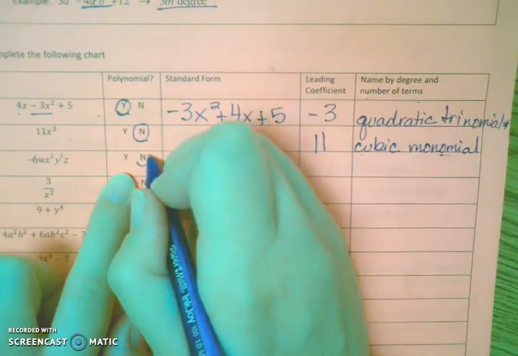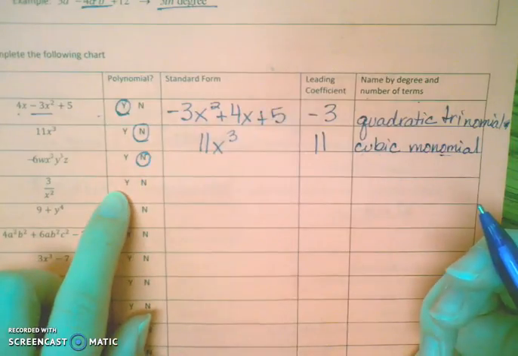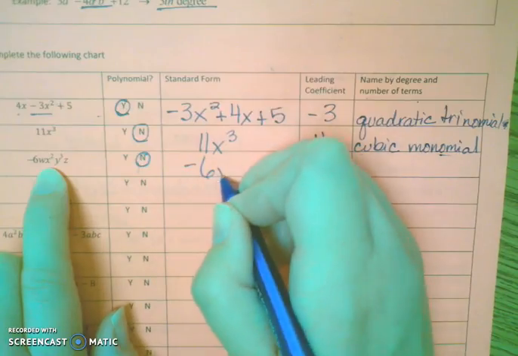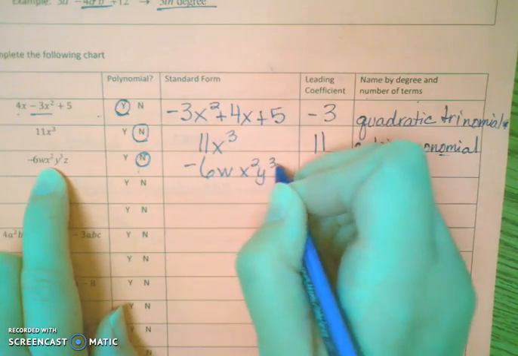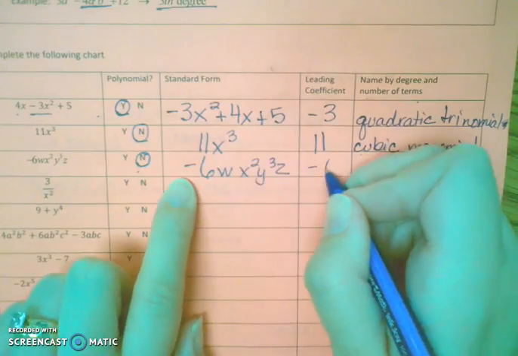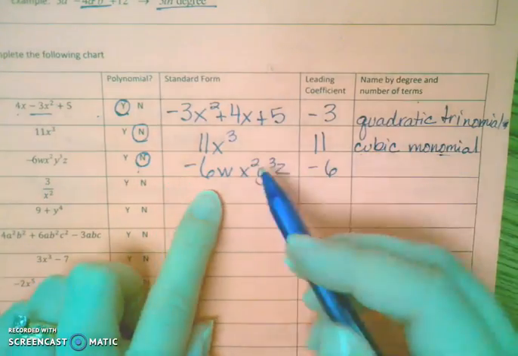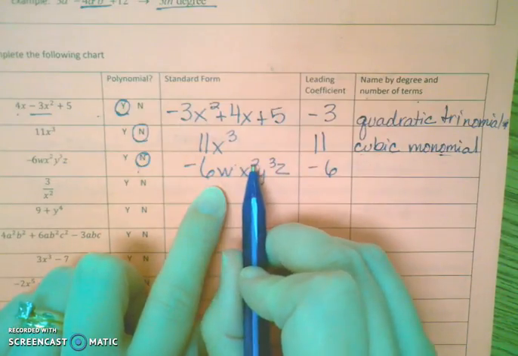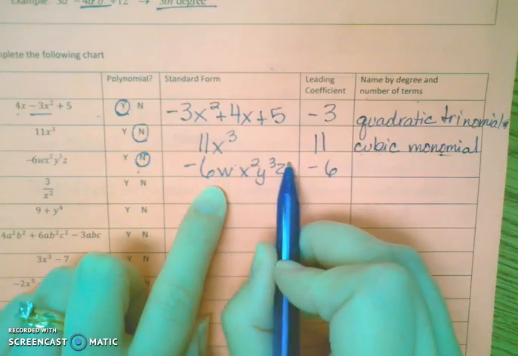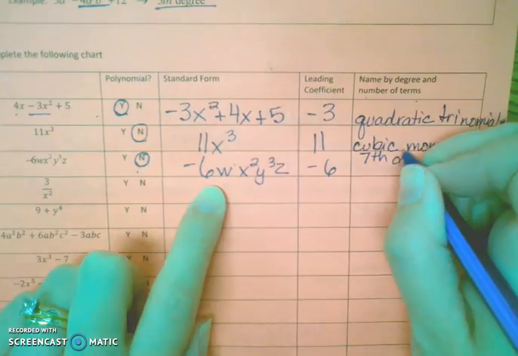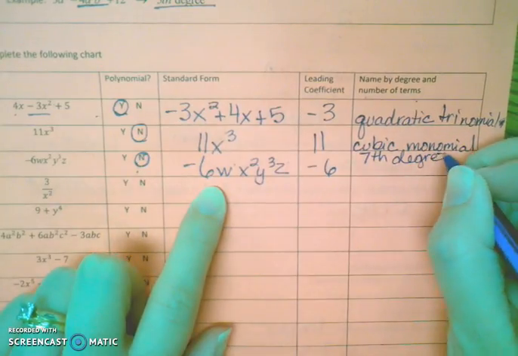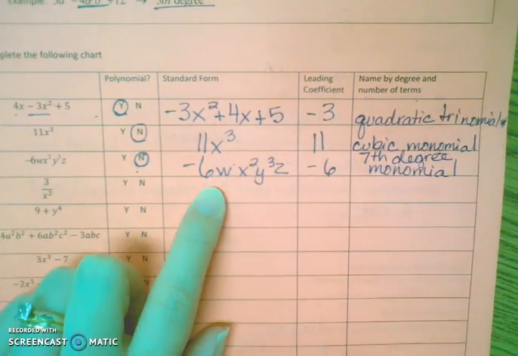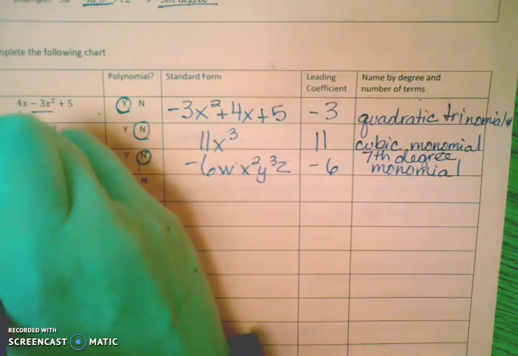Okay, this one is not a polynomial because it's only got 1 term. Standard form is the same as it is right now, and its leading coefficient is the only coefficient it's got. And this right here has an exponent of 1, plus 2 is 3, plus 3 is 6, plus 1 is 7. So this is a 7th degree, because remember, after 5, they don't have special names, and it's a monomial. And then, I forgot I was going to do 4.